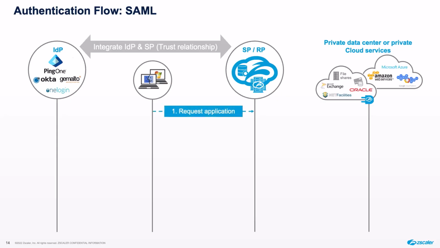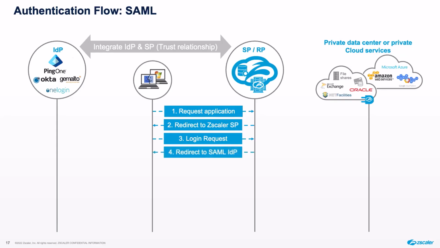The first thing that happens is a request is made for an application. Since the user is not authenticated, at steps 2 and 3, they are redirected to authenticate at either Zscaler Internet Access or Zscaler Private Access, depending on whether the application is public or private. This request to authenticate will, in turn, lead to a SAML authentication request being sent to the SAML identity provider, which is steps 4 and 5.